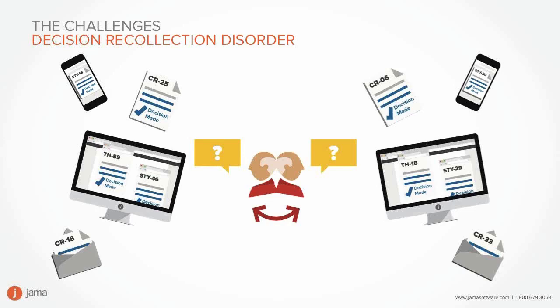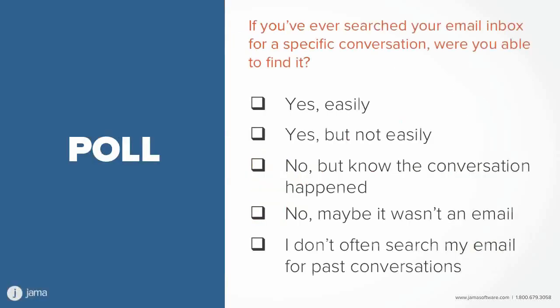So it can be a challenge, given that we have so many means of communication today, and they're not all centralized. So I have another poll just to ask and just to see how you guys are managing that today, and if you're struggling with that at all. So if you've ever searched your email inbox for a specific conversation, think back on one of the recent scenarios that's been in, and let me know, were you able to find that particular conversation so that you could back up and know exactly why that decision was made?